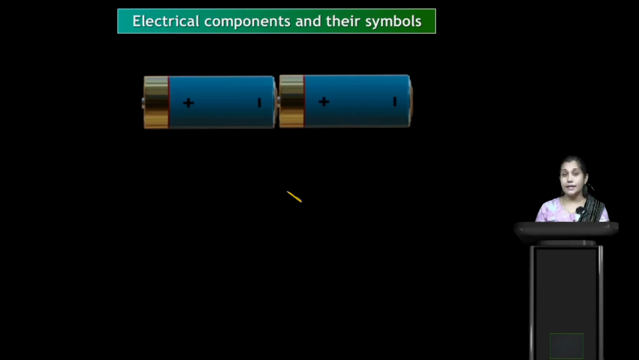Now these are electric cells. Two electric cells are connected. When we connect two or more electric cells in a sequence, we call it a battery. And how do we connect? We connect the positive terminal of one with the negative terminal of the next, and the negative terminal with the positive terminal. In this sequence we can connect electric cells and represent it as a battery.